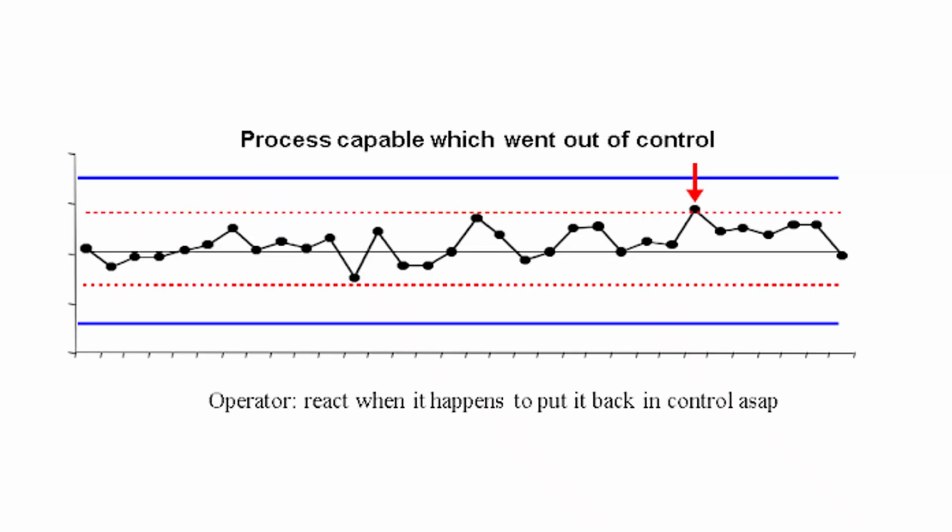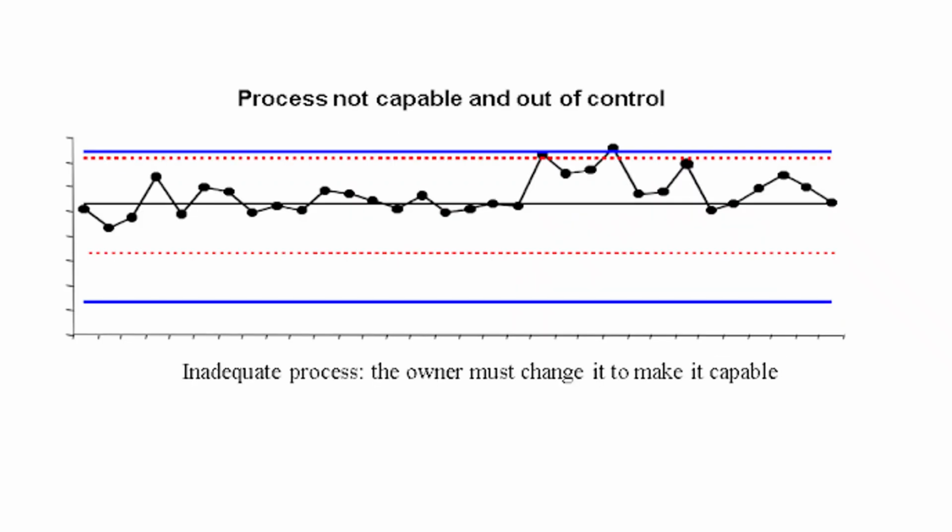This is a capable process, therefore able to satisfy the customer, but it has gone out of control. In this case, it is the operator who must react the moment this happens to put it under control before it can affect the customer. Process not capable and out of control. The process owner must change the process to meet the customer specs. Then the operator must make sure he keeps it under control.